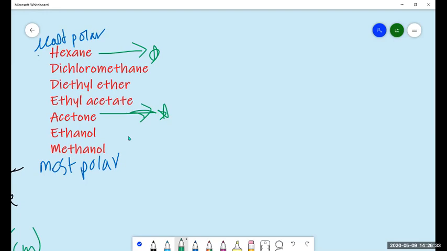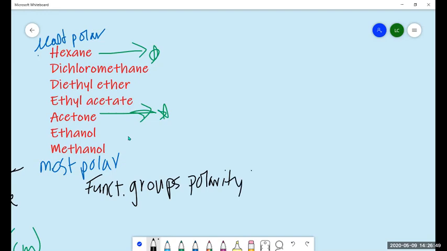And then also you will see on page 34, there's a really helpful guide on different functional groups and polarity. So you should know the trends of different functional groups in terms of relative polarity.